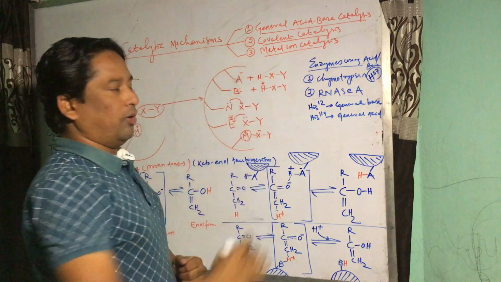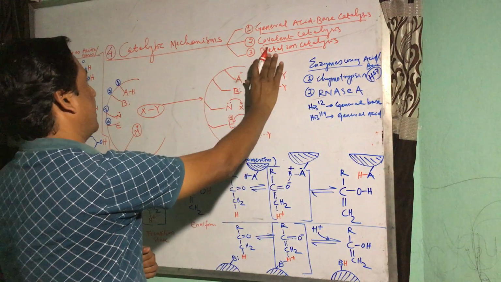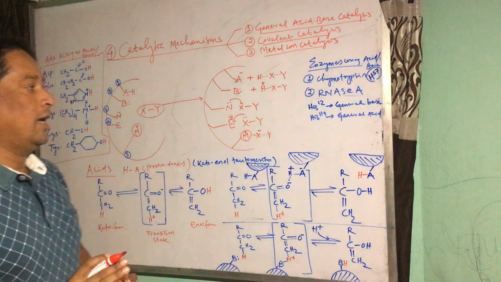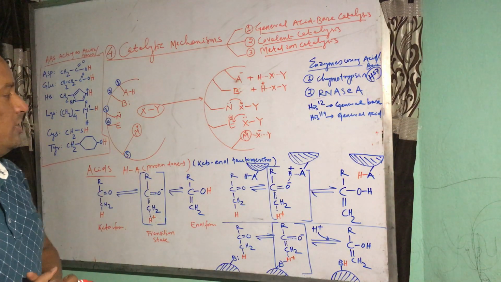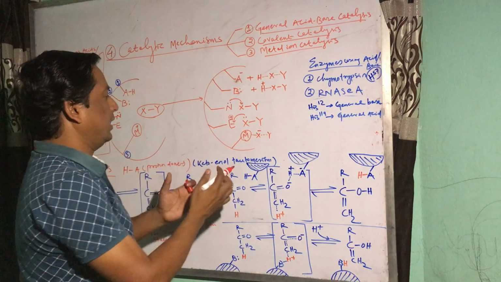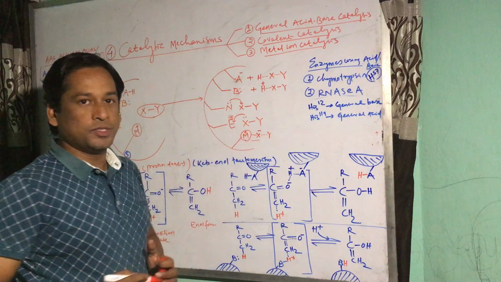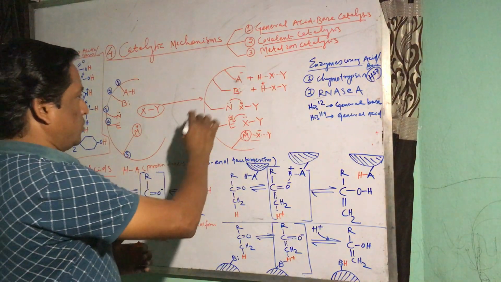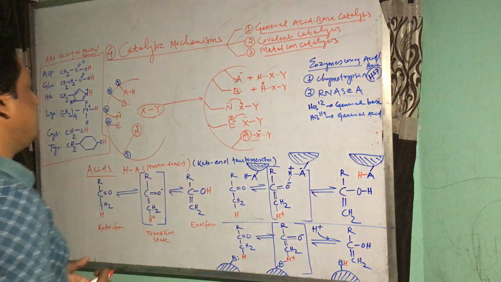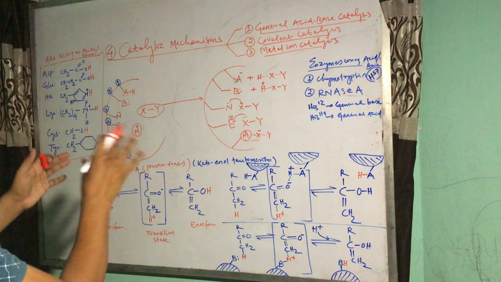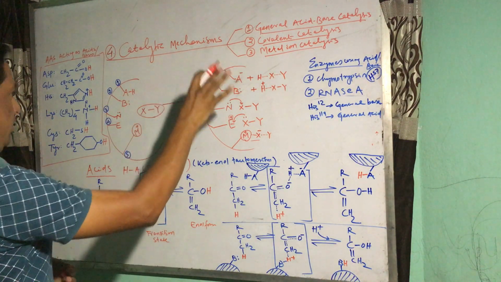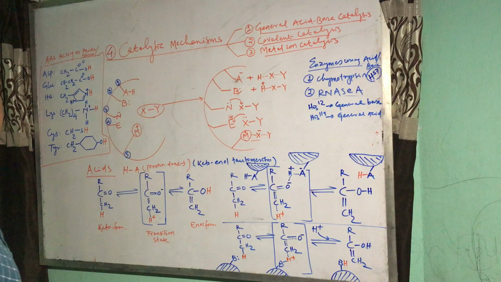The third category of catalysis involves metal ion catalysis, in which a metal ion is involved in the activation of some of the groups. So in today's video, we'll be discussing a brief overview of different mechanisms.